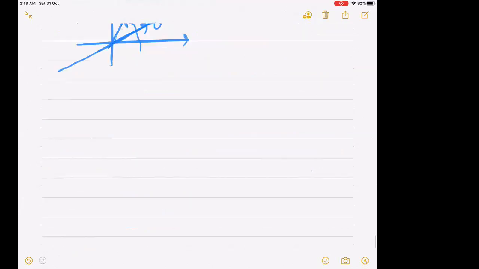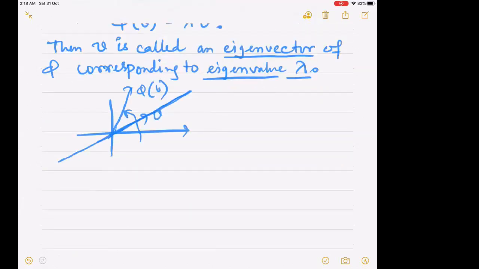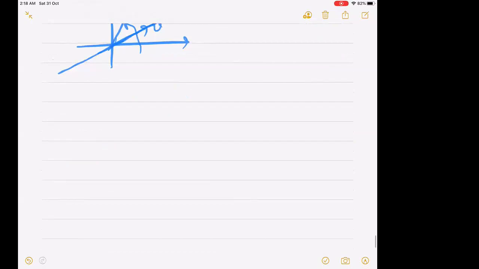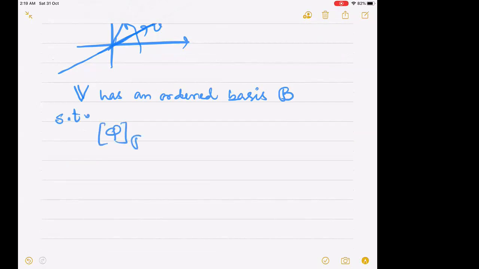Now the question is, how do we get these eigenvalues and eigenvectors, right? Notice that if I have this V and suppose V has an ordered basis, say B, under which the linear operator phi's representation is given by a matrix A. This A must belong to F to the n cross n. Is that all right?